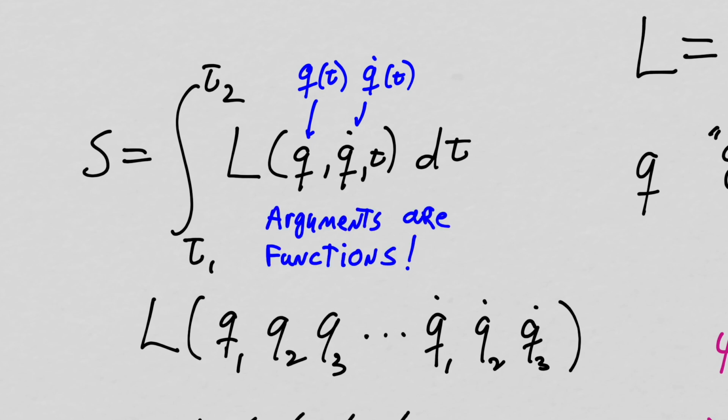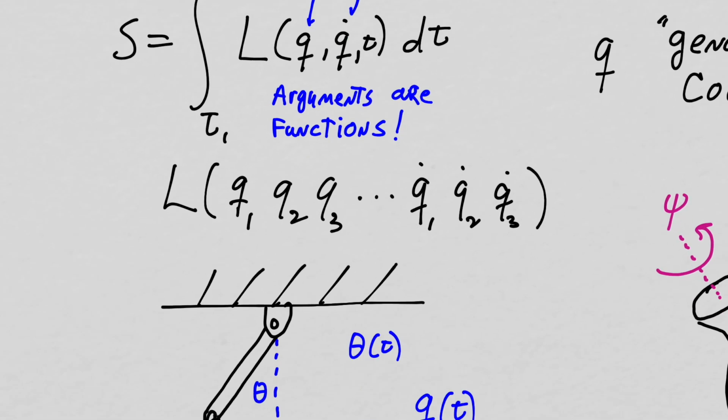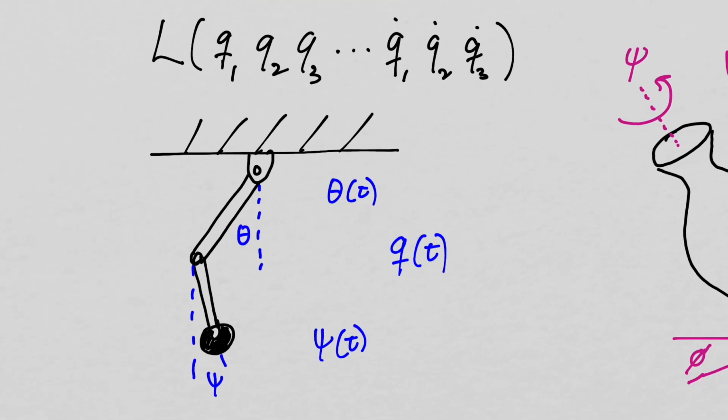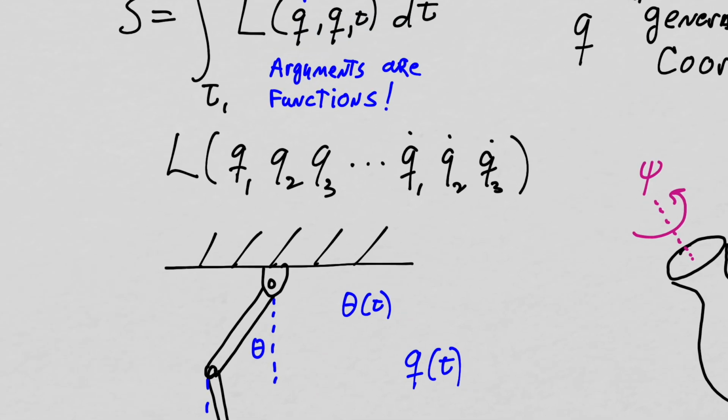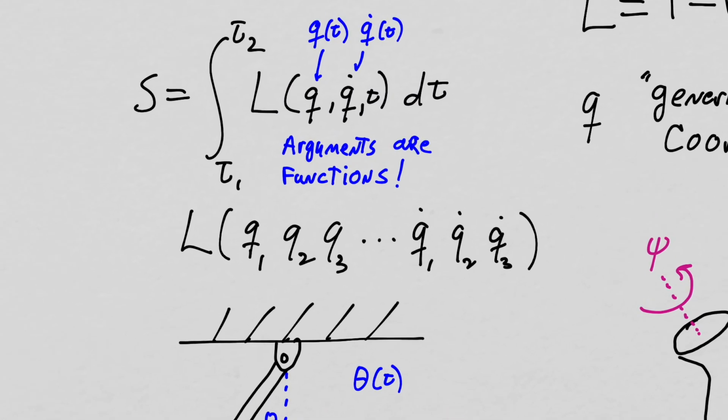And so the arguments of the Lagrangian are functions, and that is absolutely critical because that's what we want to find. We want to find those functions. If we're interested in this double pendulum, we're interested in how it moves in time. That's what physics is all about. That's what mechanics is all about. So we are looking for these functions, and the goal of this whole process is to get at what's sitting in the argument of the mysterious function that's in this integral.